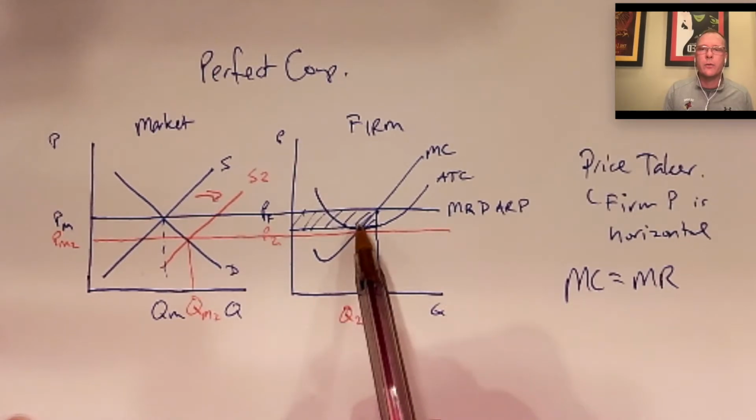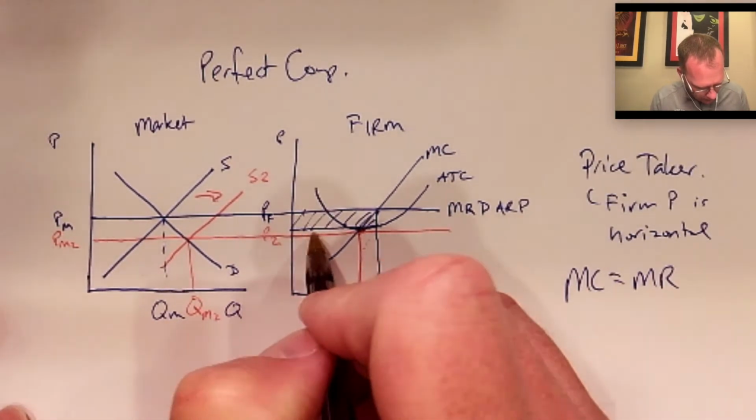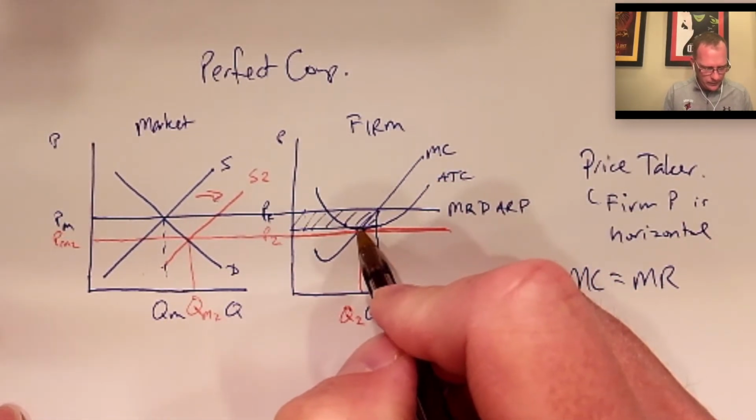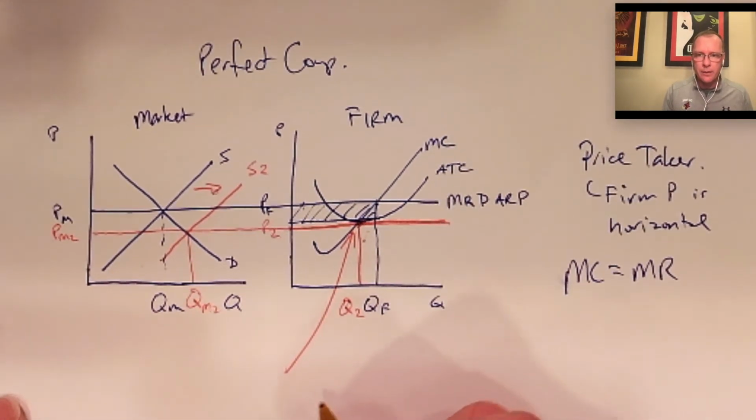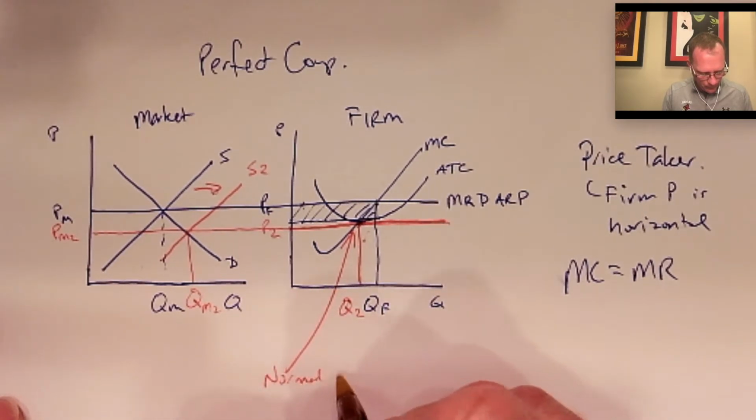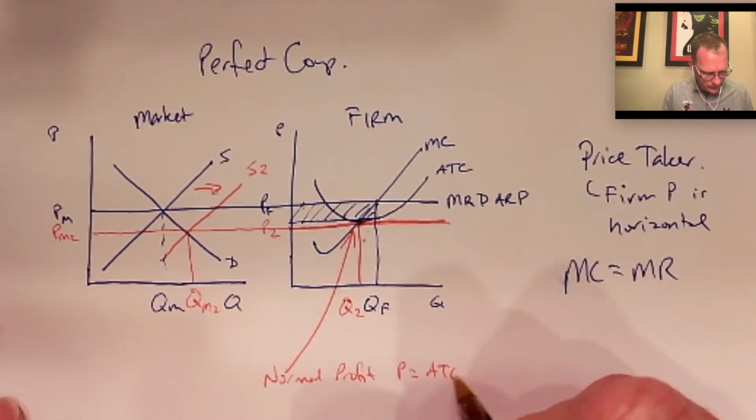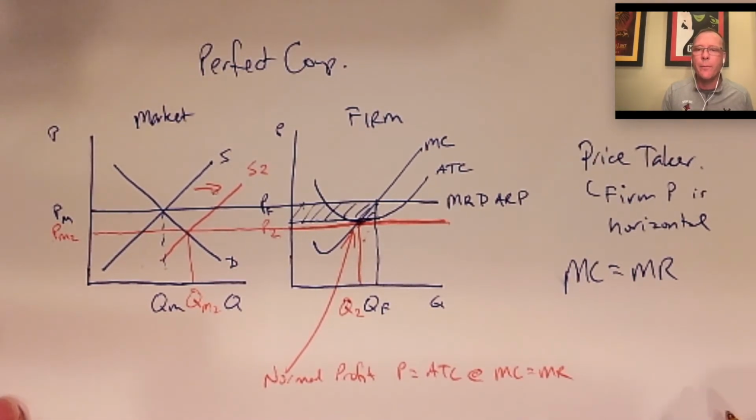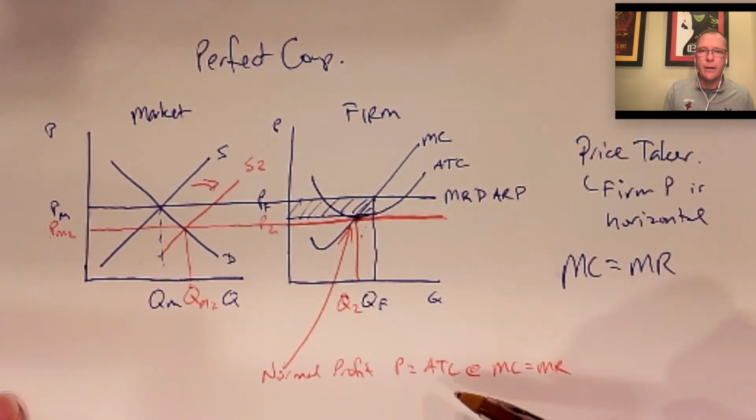So because there was a profit over here, this new price came across. And it's going to come across right to the bottom of my ATC, because the bottom of my ATC means I'm making a normal profit. So a couple of labels here. This is my normal profit, where your price is equal to your ATC at MC equals MR, right? That's what we want to look for. Over here, where MC equaled MR, my price was actually greater than my ATC. So that's why I had a little bit of profit.